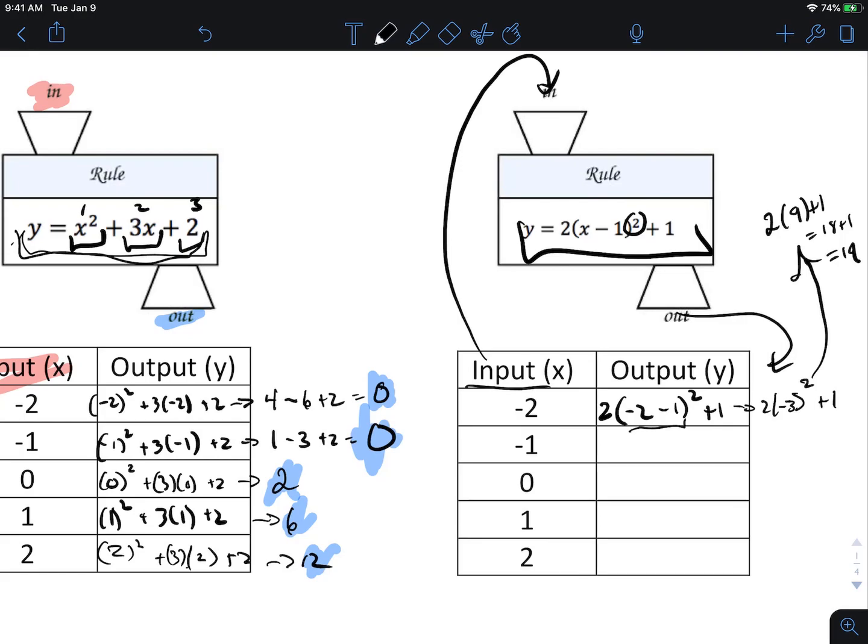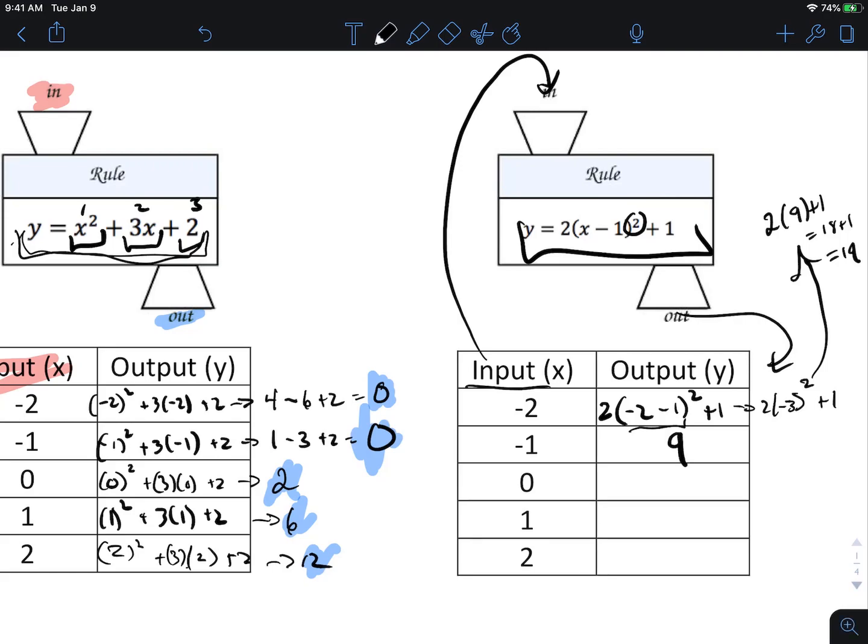You guys want me to do that one? I'll finish it out. I'm just going to write the answers. You can check, but it's the same thing over and over again. We're just going to keep plugging in x values to get out y's, inputs and outputs. So I'm going to plug in -1 for x. -1 minus 1 is going to be -2. -2 squared is going to be 4 times 2 is 8 plus 1 should be 9.